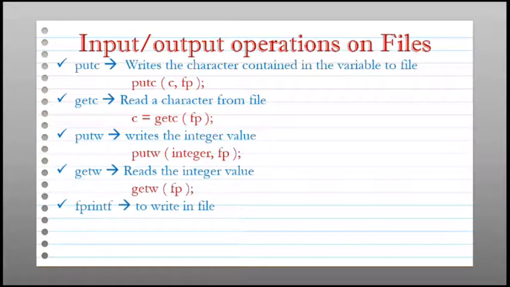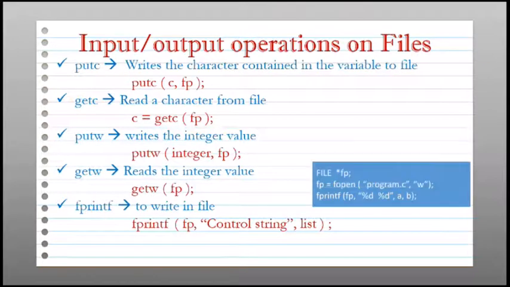Next one is fprintf. It is similar to the printf statement, but here we are writing into the file by using the fprintf function. This is the syntax: fprintf, and in brackets first we mention the file pointer, then the control strings we require, and next the list of variables. This is the example. By using fprintf we are writing into the file.